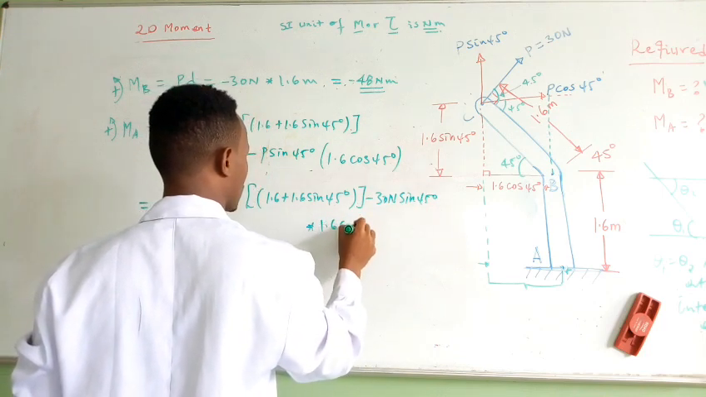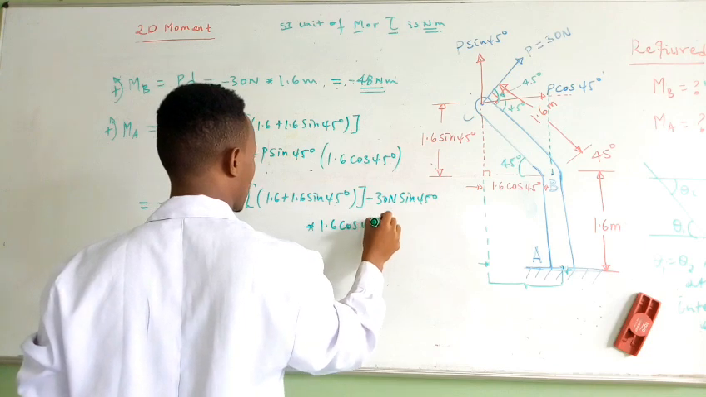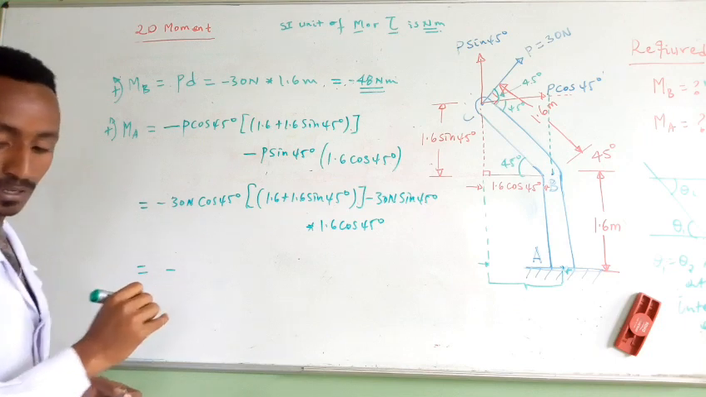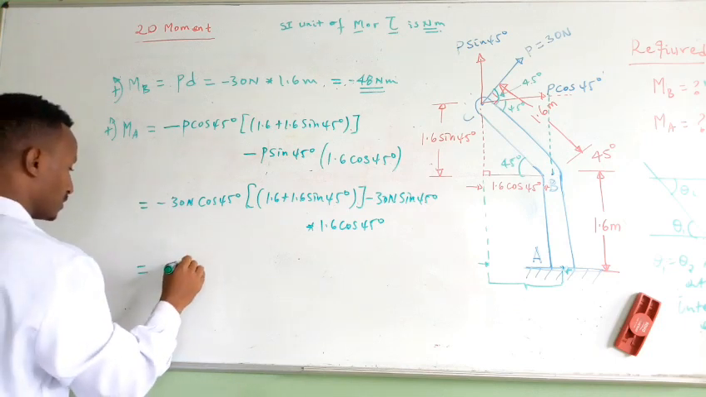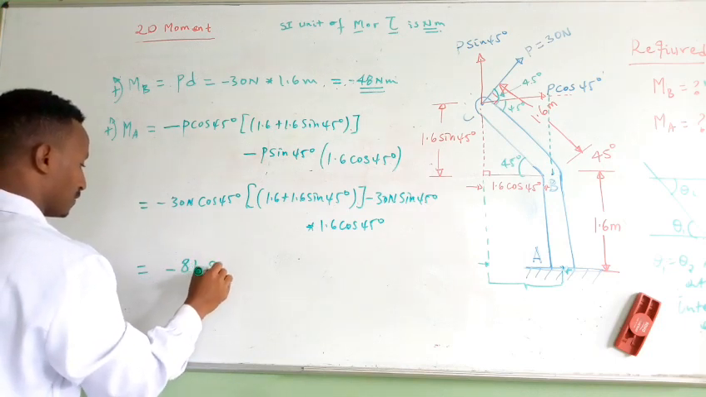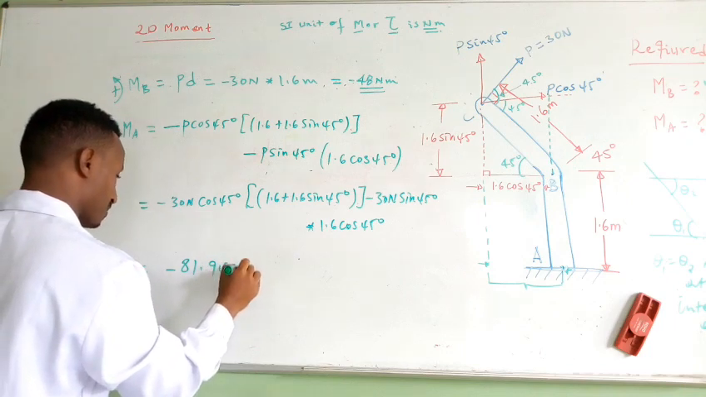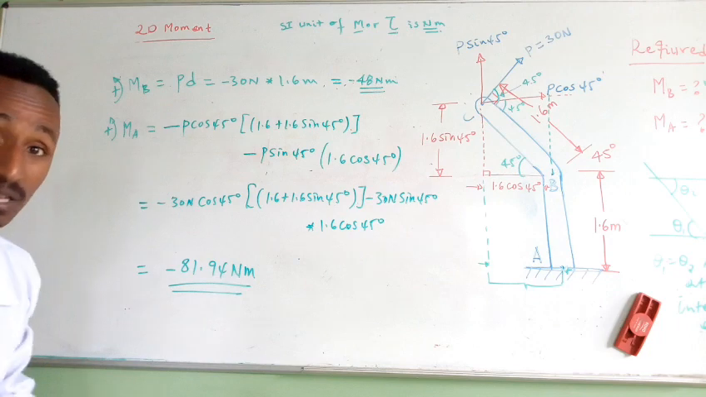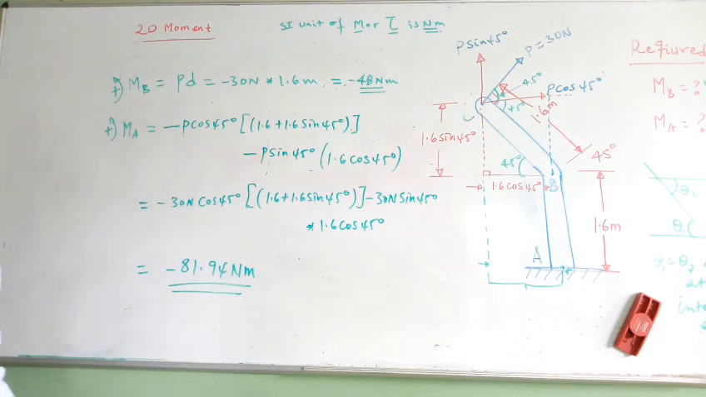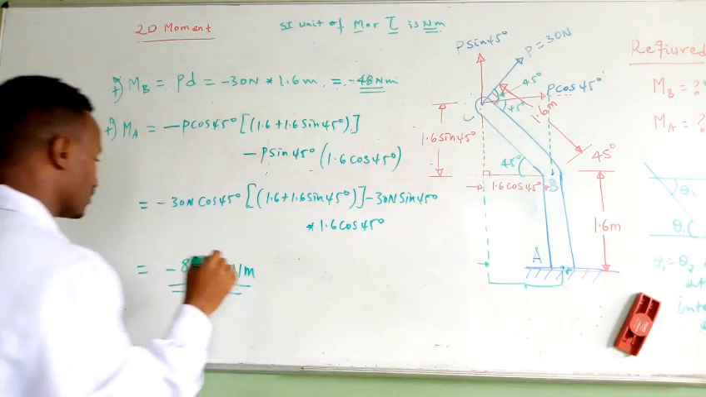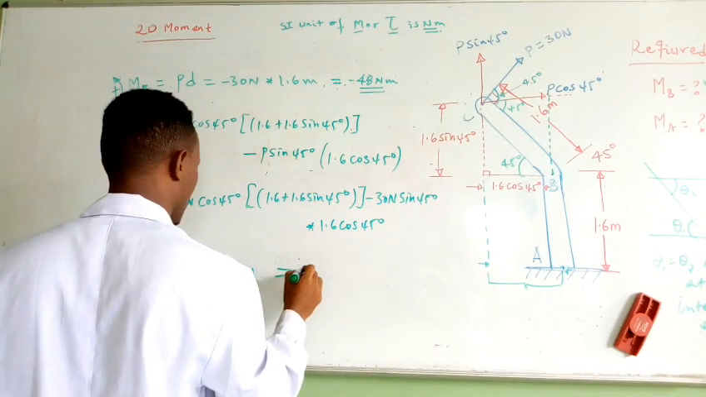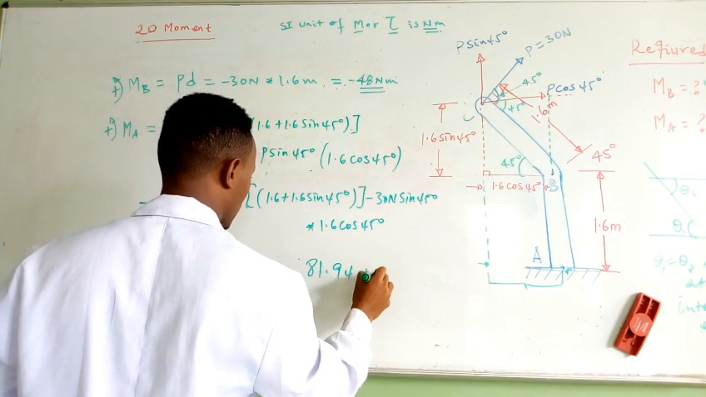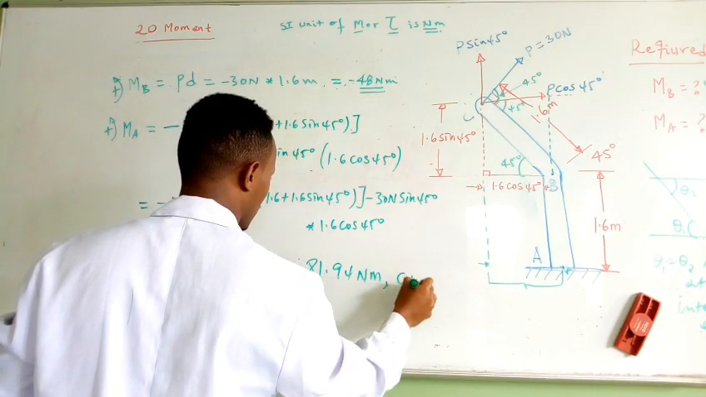So the answer becomes negative 81.94 Newton meter. The negative sign indicates the direction of the movement is clockwise. So you can just write it like this: 81.94 Newton meter in the clockwise direction.